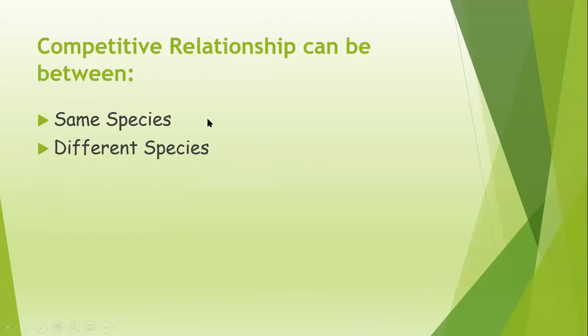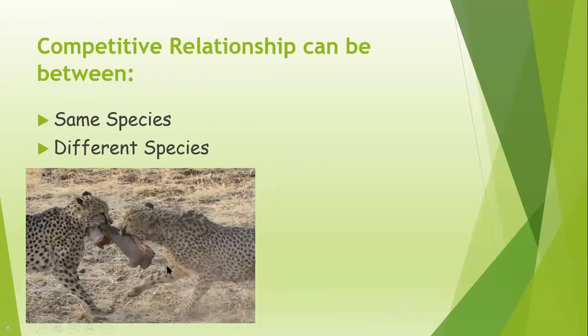Competitive relationships can be between the same species. Like for example here, we have two cheetahs. They are fighting for the same piece of meat. This is competitive, right? Both of them want the same meat at the same time. So it is a competitive relationship.